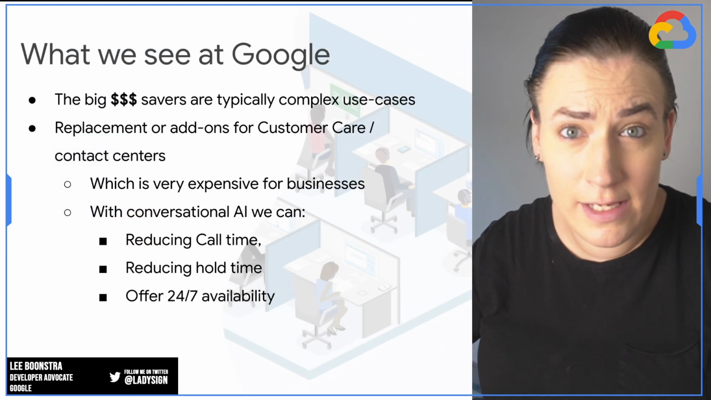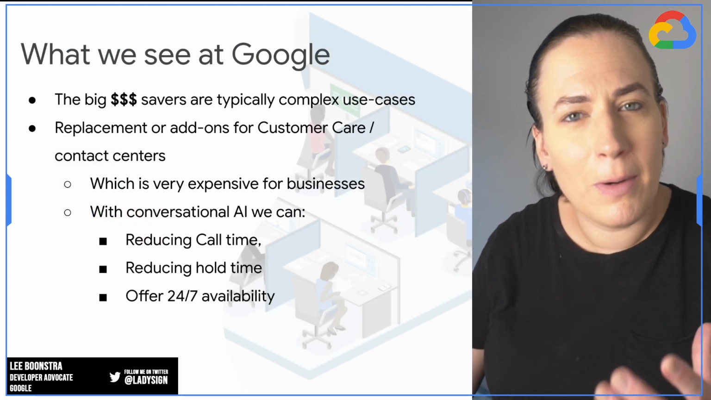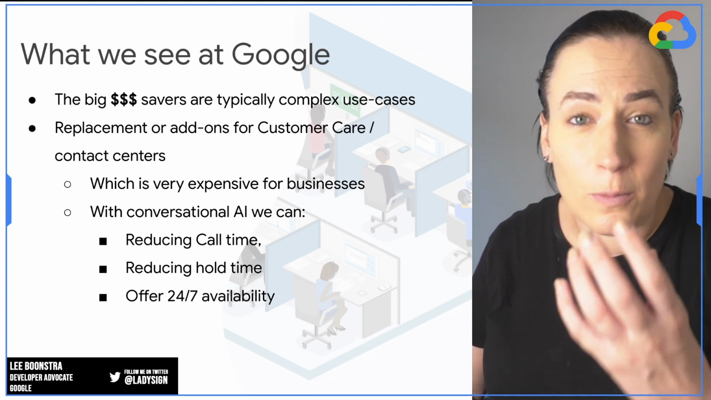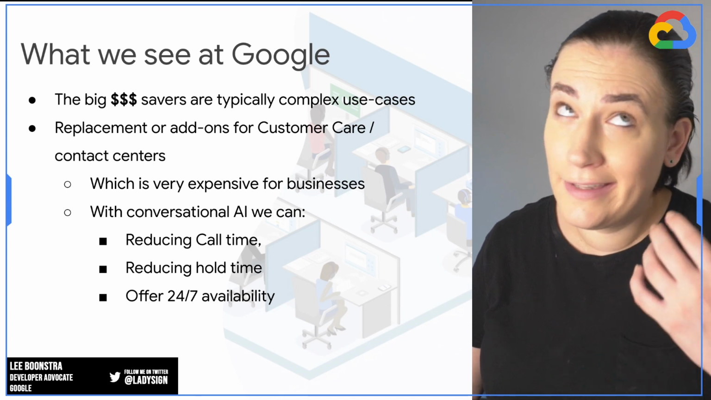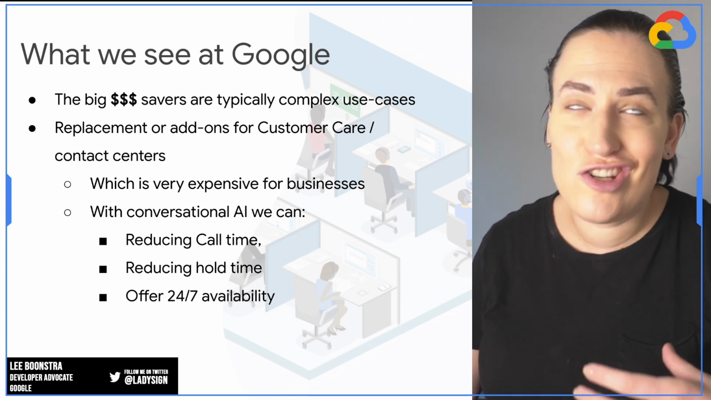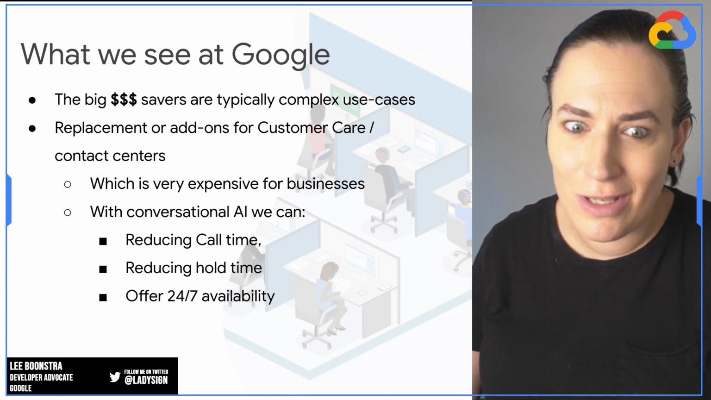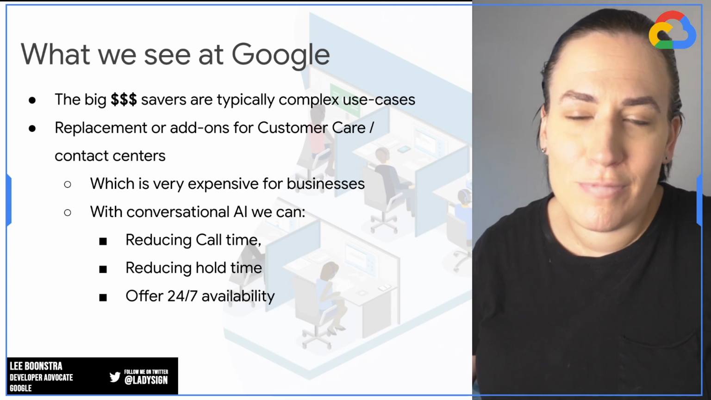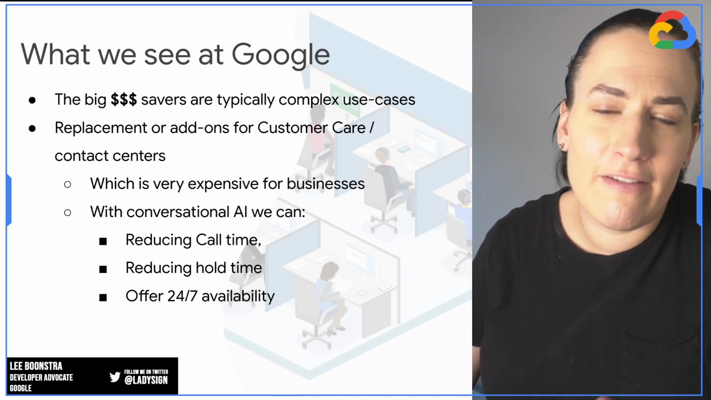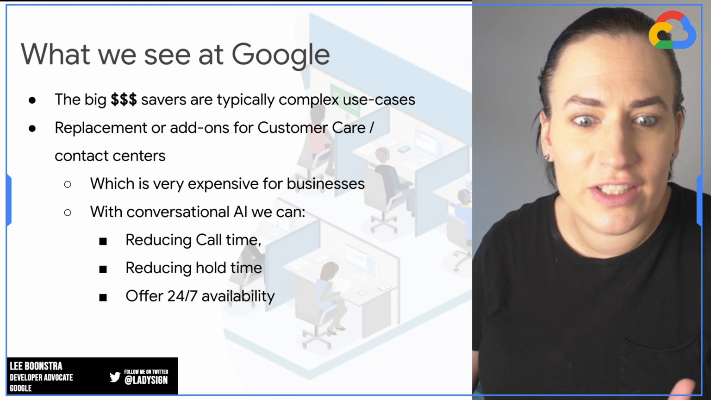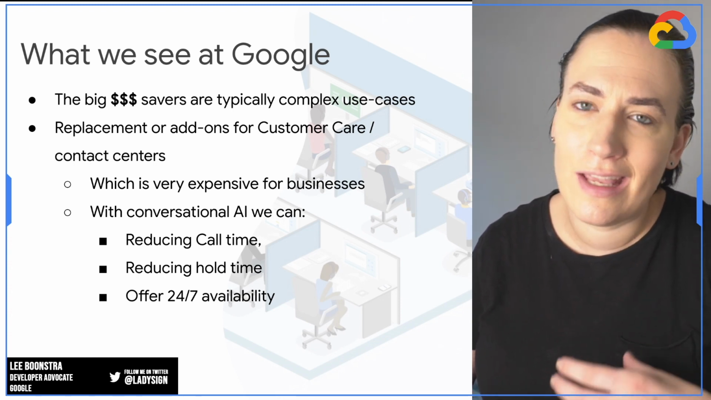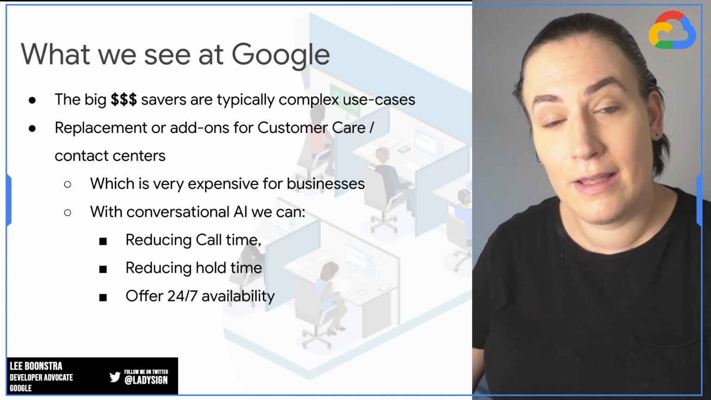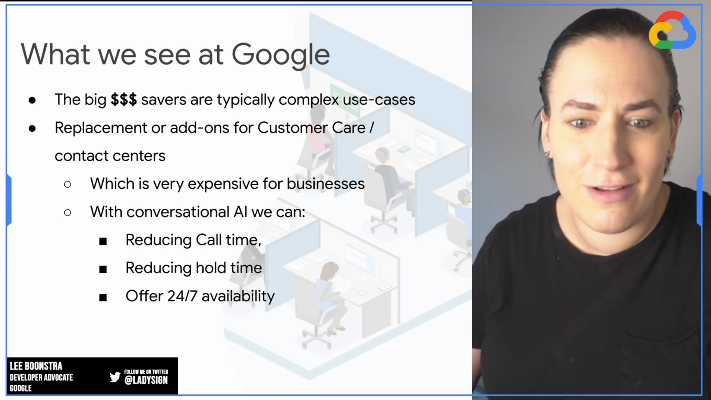And now here's what we see at Google. The big money savers are typically the complex use cases: the replacement for customer care, contact centers, HR automation. Normally these things are very expensive for businesses, especially contact centers. Conversational AI can reduce the call time, reduce the hold time, and of course it offers 24/7 availability.